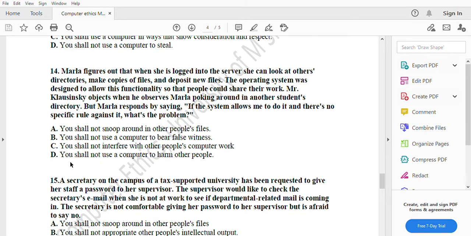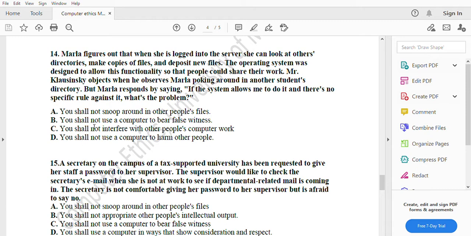So we have 4 possibilities. A, you should not snoop around in other people's files. B, you should not use a computer to bear false witness. C, you should not interfere with other people's computer work. Or D, you should not use a computer to harm other people. So obviously for this answer it's A.